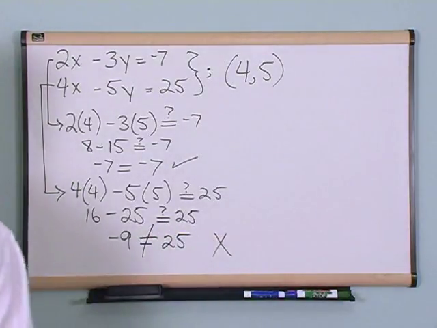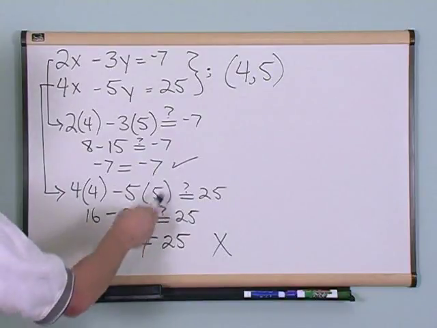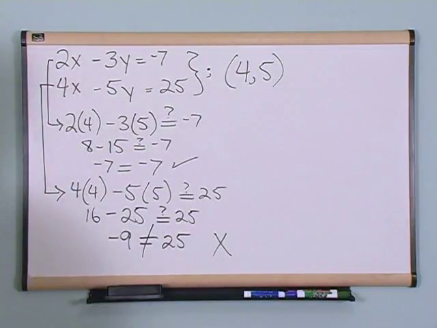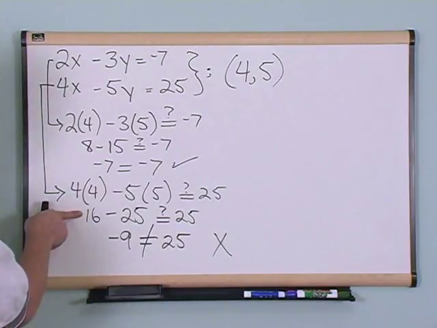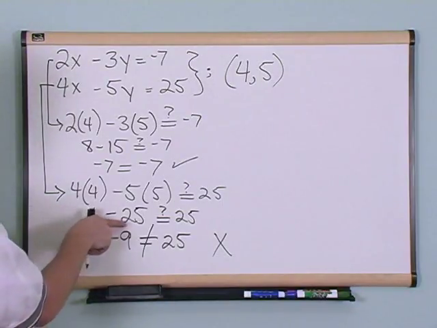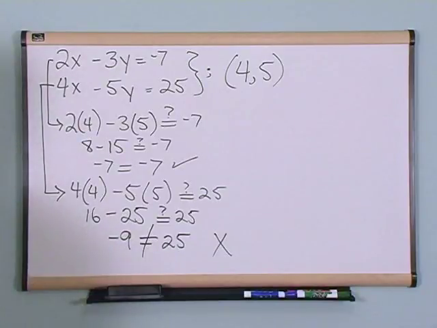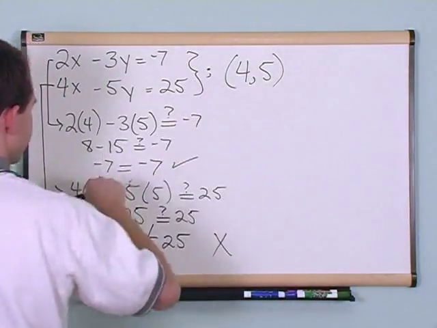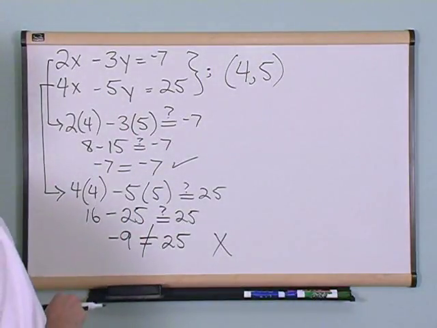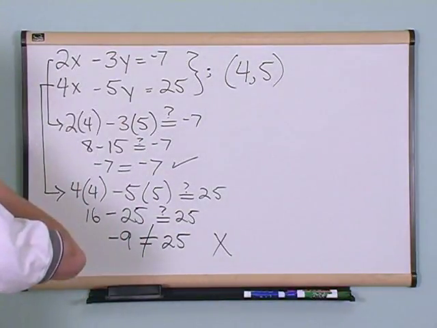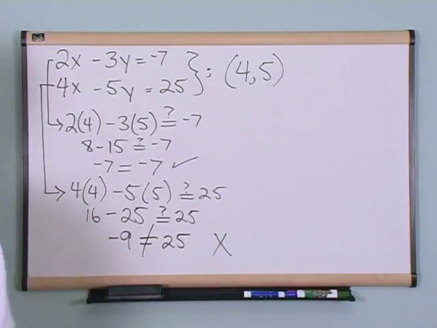I'll put a big X here. This symbol here means not equal to. You just put a strike through your equal sign to remind yourself of what you're doing here. Again, I've done some subtraction where I've got a smaller number minus a bigger number, and that ends up being a negative 9. What you found here is that this point is not a solution to the system. It satisfied the first equation, but it did not satisfy the second one.